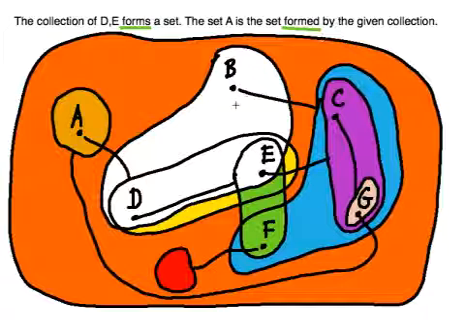Of course, in this example, we have many other collections that do not form sets. For instance, we could take the collection consisting of just B, which also does not form a set. And many more. In fact, there are more collections here that do not form sets than those that do form sets.